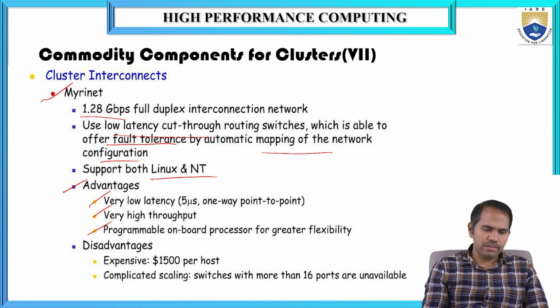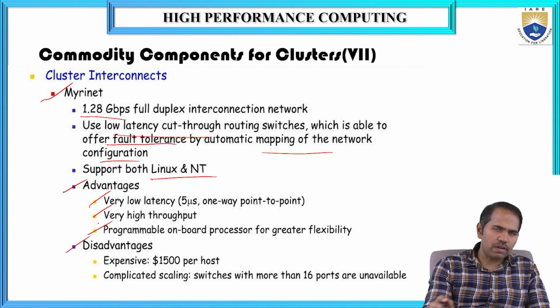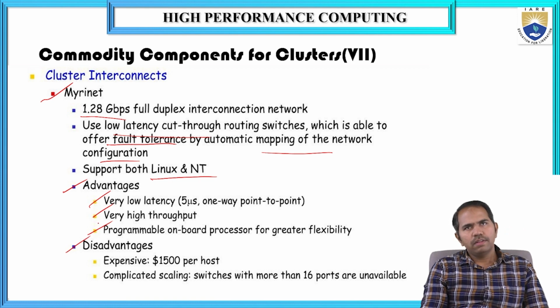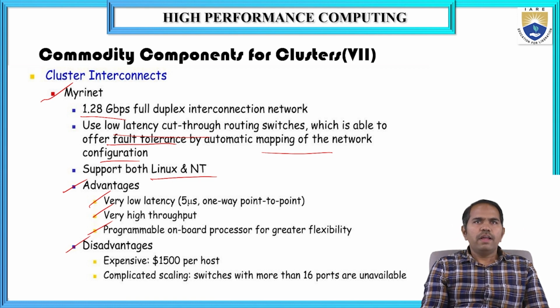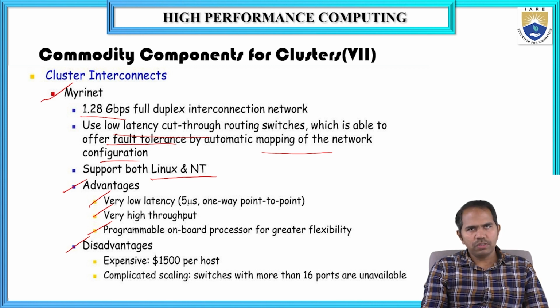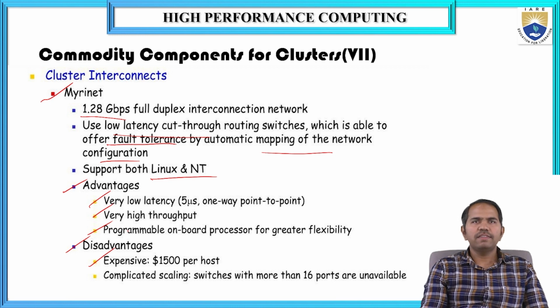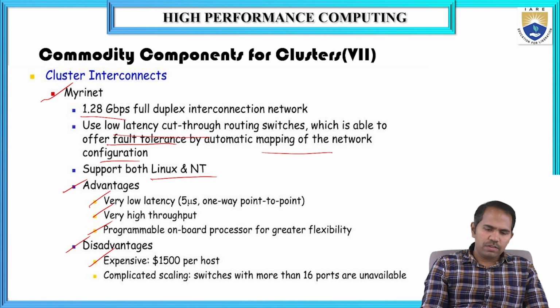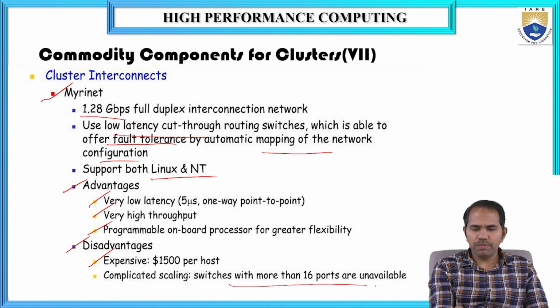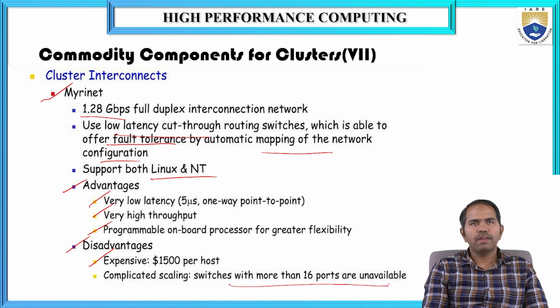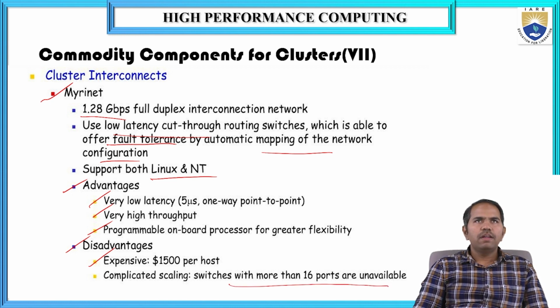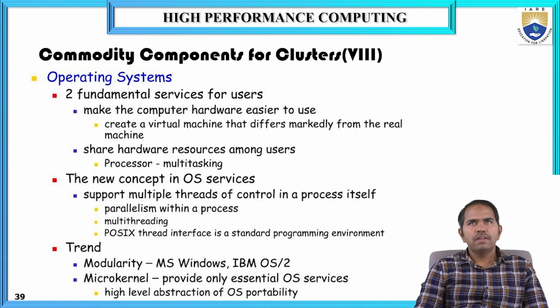What are the disadvantages? Now focus on cons also, pros and cons. Now cons: expensive. That will cost approximately $1,500 per host. This is the first drawback. And second is complicated scale. Switches with more than 60 ports are unavailable. This is complicated scale.